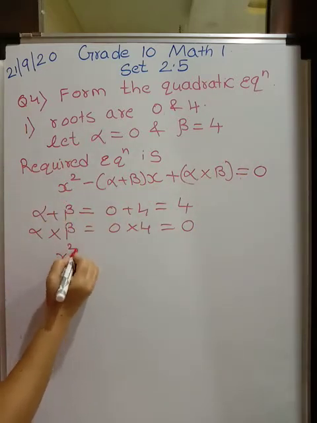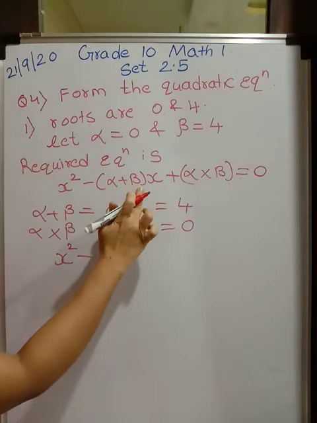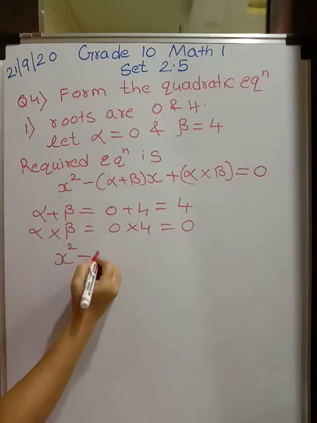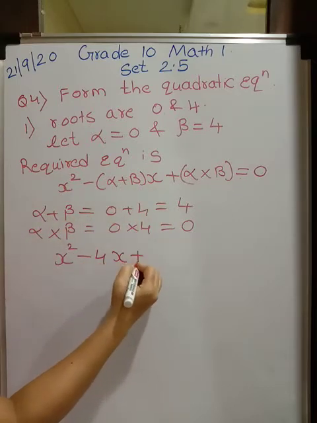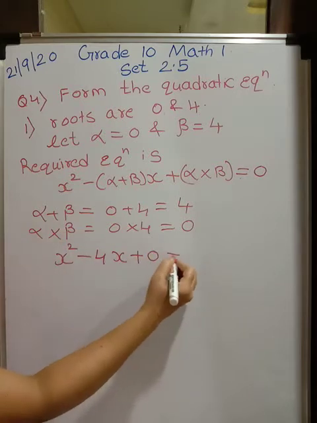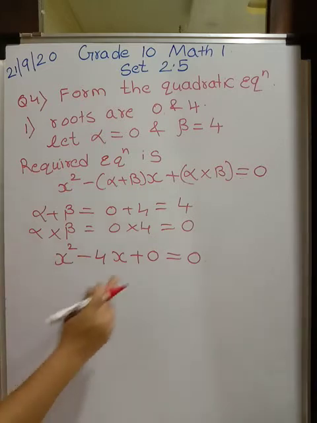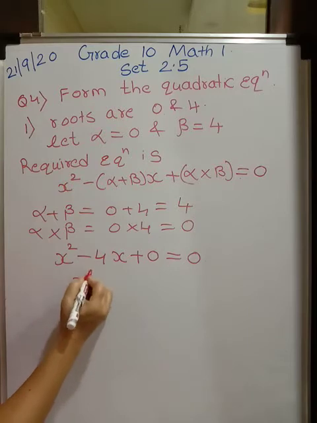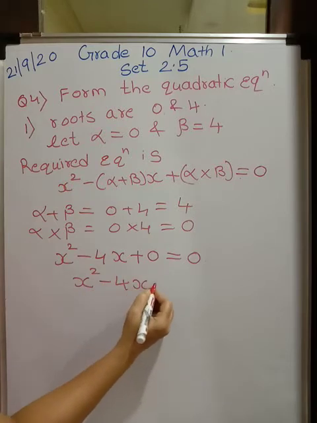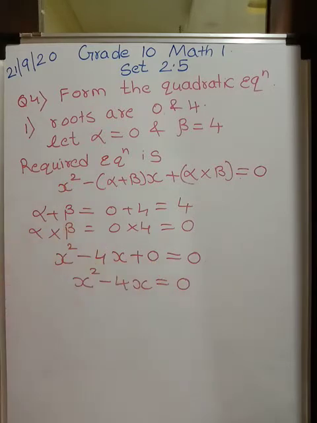So we have x square minus, what is alpha plus beta? Alpha plus beta is 4. So 4 into x plus, what is alpha into beta? 0, is equal to 0. So this is your first quadratic equation. 0 doesn't have any value, so you can write it like this also: x square minus 4x is equal to 0. You can omit the third term because it is 0. This is also correct. Is it clear? Very easy, no? So let's go for another problem now.